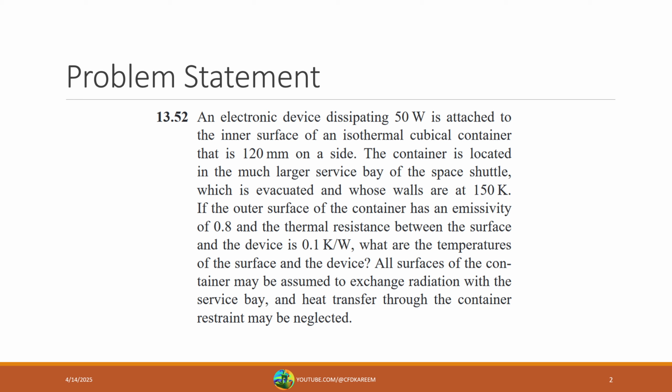The container is located in the much larger service bay of the space shuttle, which is evacuated and whose walls are at 150 degrees Kelvin. If the outer surface of the container has an emissivity of 0.8 and the thermal resistance between the surface and the device is 0.1 Kelvin per watt, what are the temperatures of the surface and the device? All surfaces of the container may be assumed to exchange radiation with the service bay, and the heat transfer through the container restraint may be neglected.